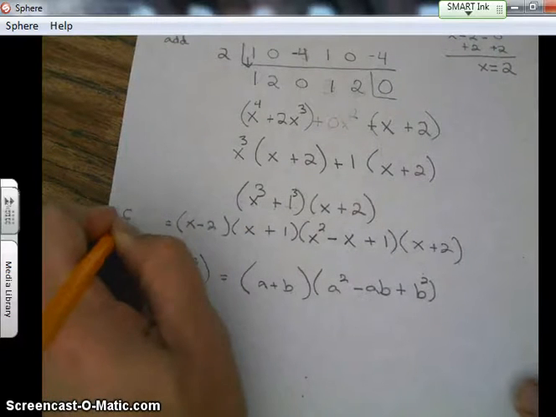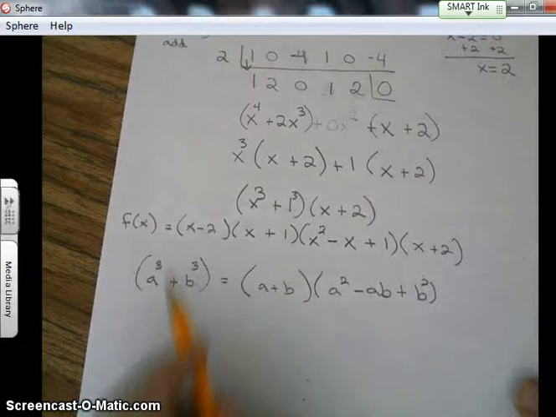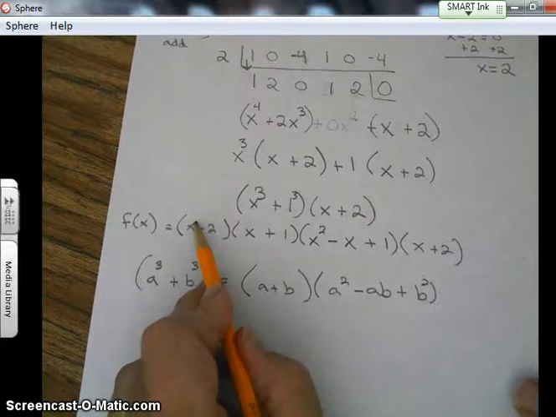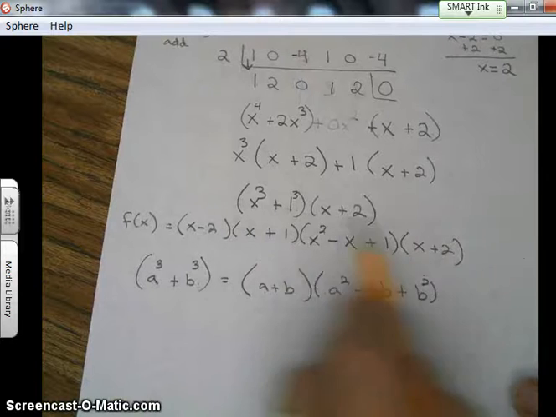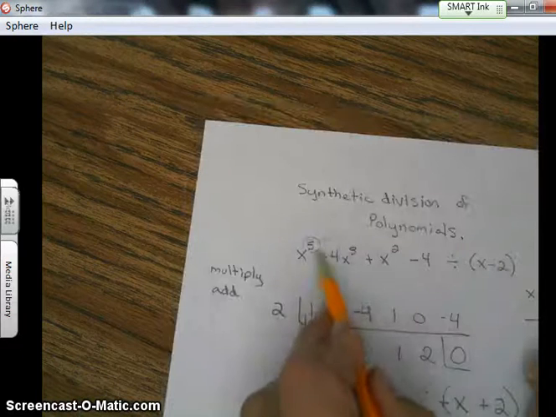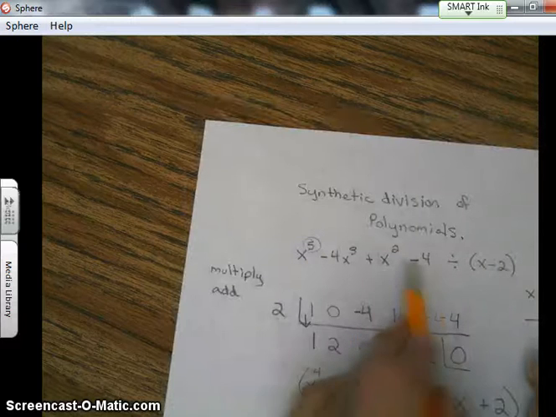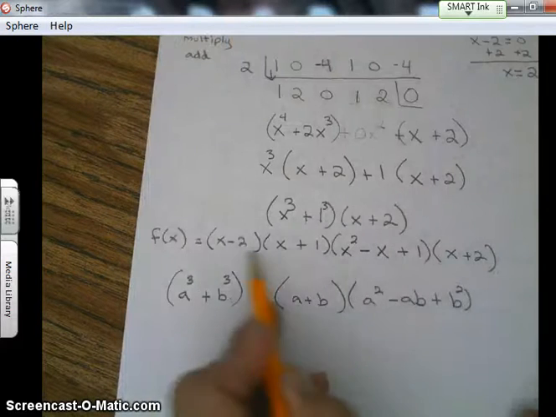So now we're in factored form. So let's make sure this is right. Degree 1, 1 plus 1 is 2. 2 plus 2 is 4. 4 plus 1 is 5. This is a 5th degree polynomial, and it matches our 5th degree up here. This is standard form. This is factored form.